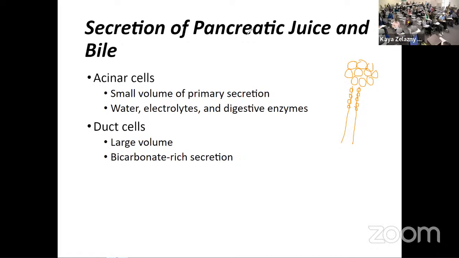So the acinar cells are going to be secreting a small amount of what we call primary secretion. We'll take a look at what that is in a second. They're also going to be secreting water, electrolytes, and digestive enzymes. And then in the duct cells, we're going to have a large volume of pancreatic juice, and it's going to be bicarbonate rich.